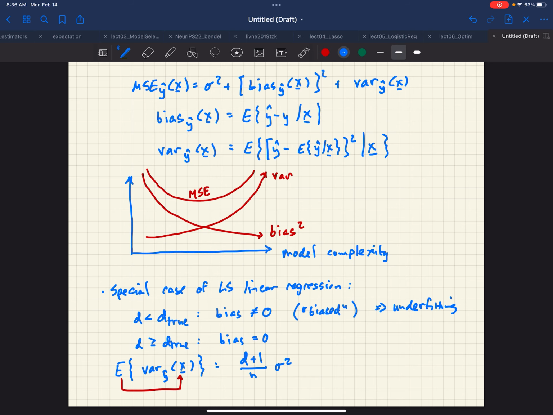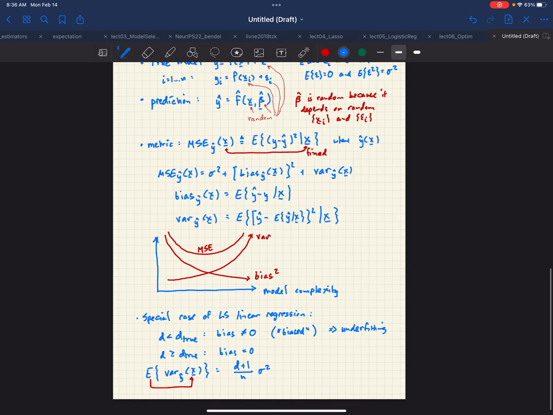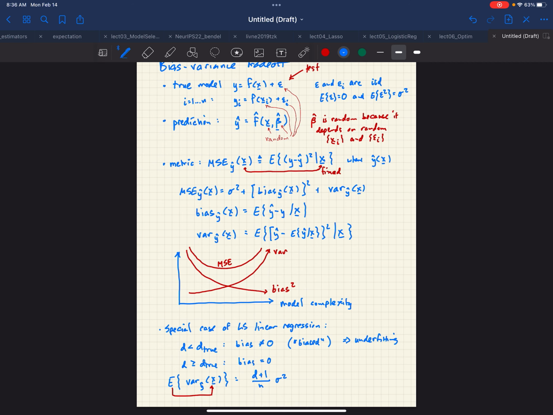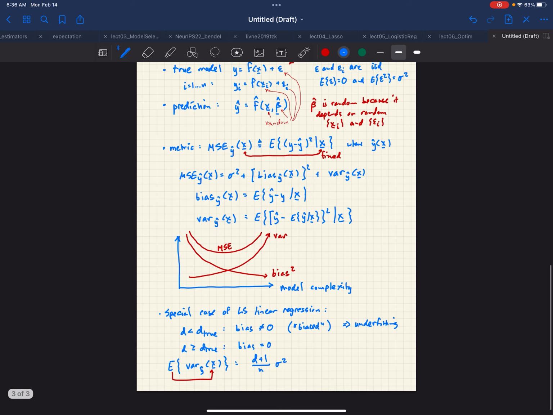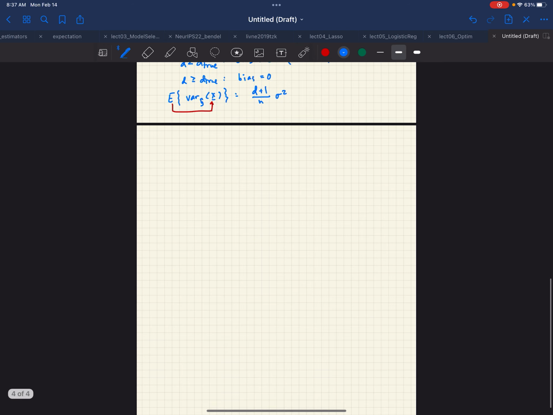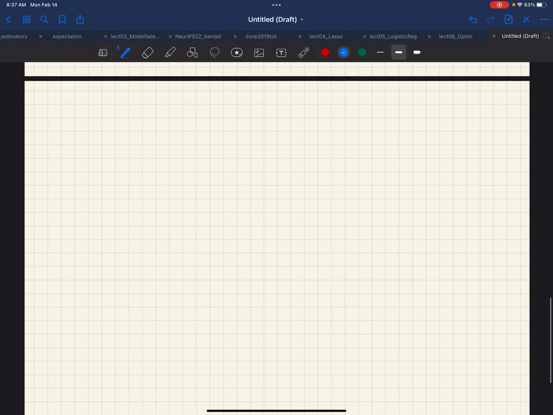Okay. So that's, I think, the main points on bias variance trade-off. Any questions on this? Good? Okay. So the last thing we have to talk about then is Unit 4.